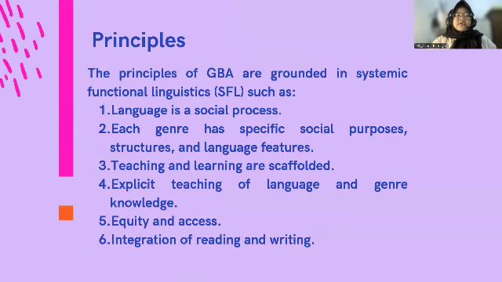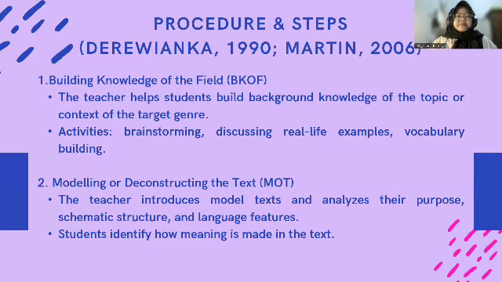The first one is language is a social process. The second is each genre has specific social purposes. For example, procedures is to show the steps of doing things. And also each genre has its own structures and language features. And then teaching and learning are scaffolded. The fourth is explicit teaching of language and genre knowledge. The fifth is equity and access. And the last one is the integration of reading and writing.